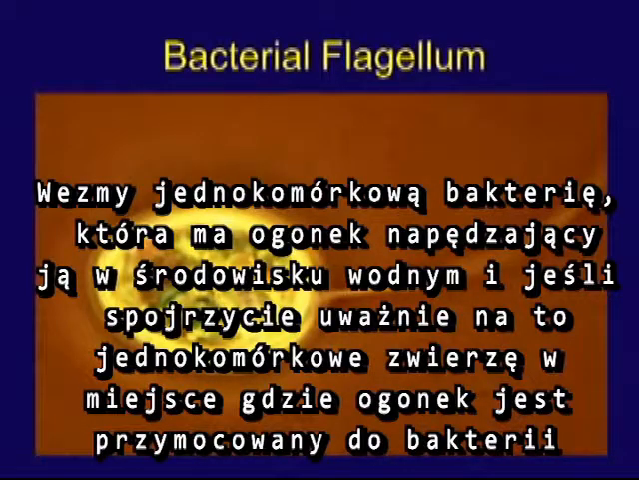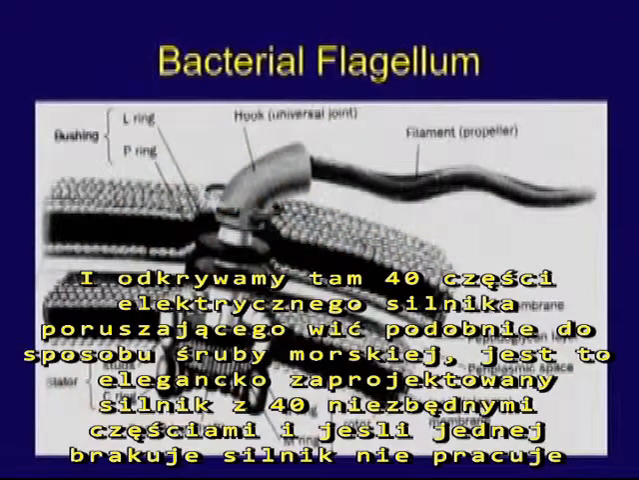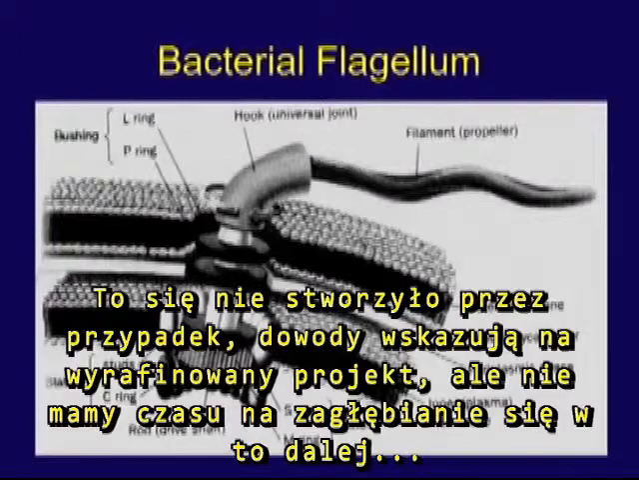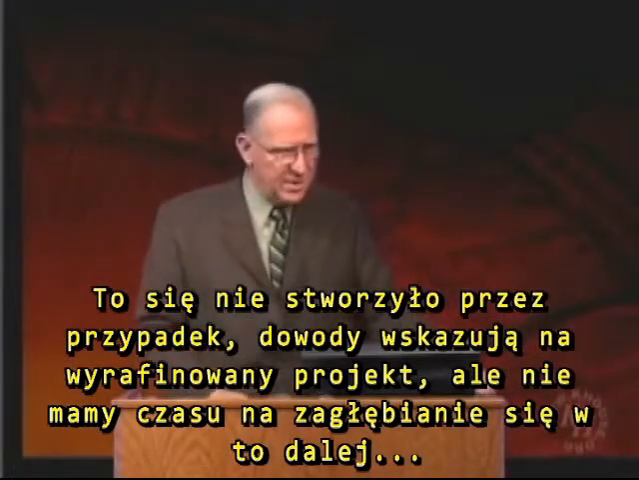And let's take a single-celled creature called a bacteria. It has a flagellum, a little tail that propels it through its fluid. And if you look at this carefully, we're not going to get into all the other details. This is a single-celled animal, and we're going to just look at where the flagellum is connected to the creature. And we discover there are 40 parts to an electric motor. It doesn't wiggle, it spins. And it is an elegantly designed motor with 40 critical parts, any one of which missing, it doesn't work. So this did not happen by chance. It evidences design, highly skillful design. And so we won't get here into all that detail.